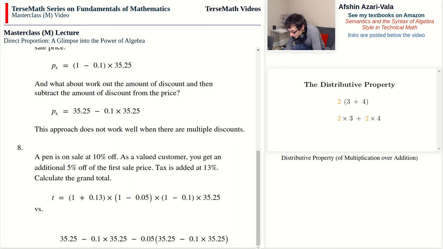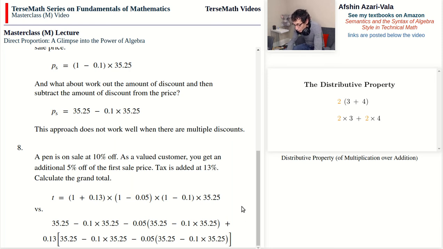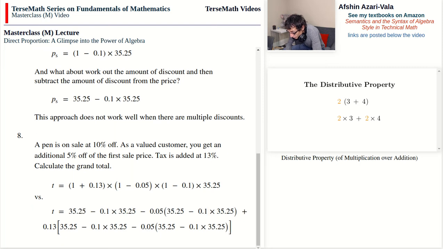And now to add the tax and find the grand total, we need to find 13% of what you see here, which is the second sale price. So let's place that in brackets and multiply by 0.13. Now this is the amount of tax. And we have to add the amount of tax to the second sale price, which is what you see inside square brackets. So we end up with this equation now. It's twice longer. And you might say that's not that big a deal, but there are other problems with it.